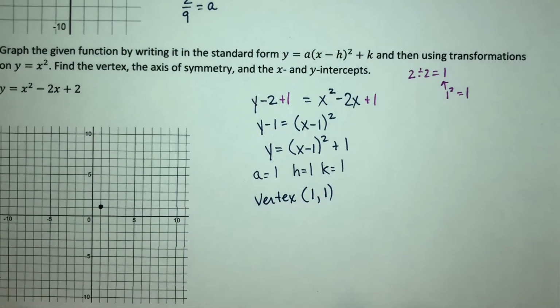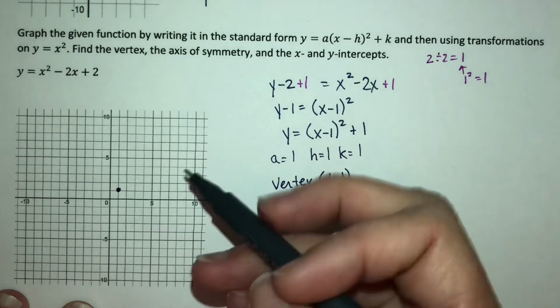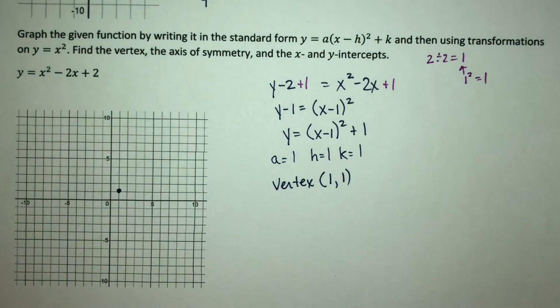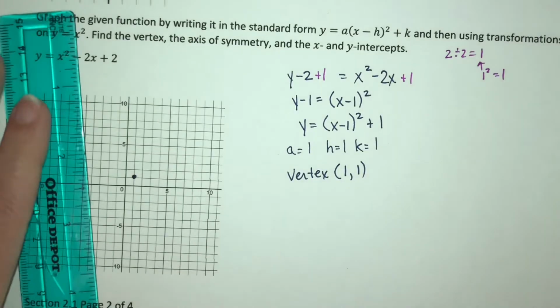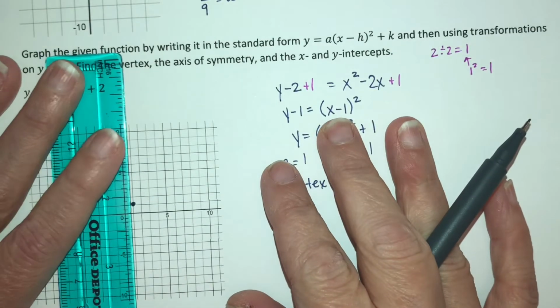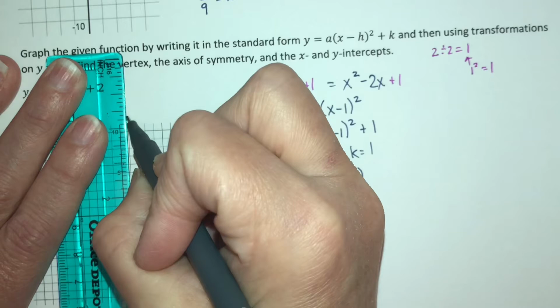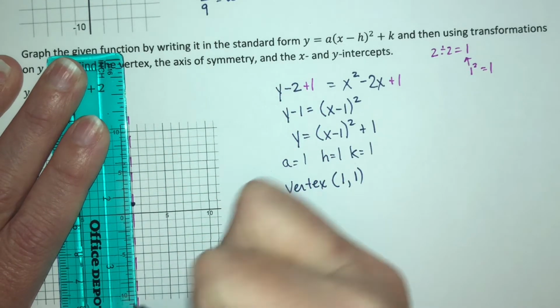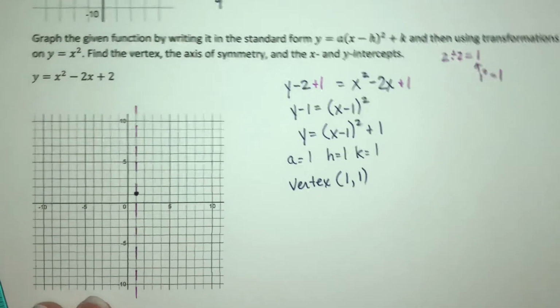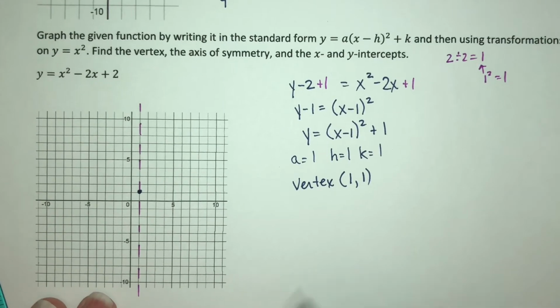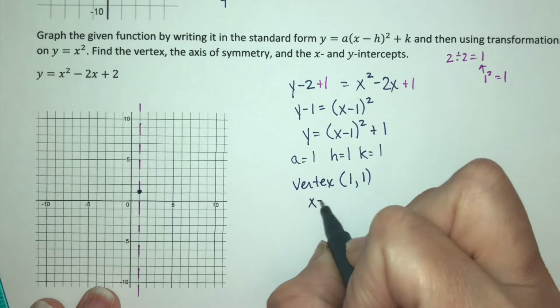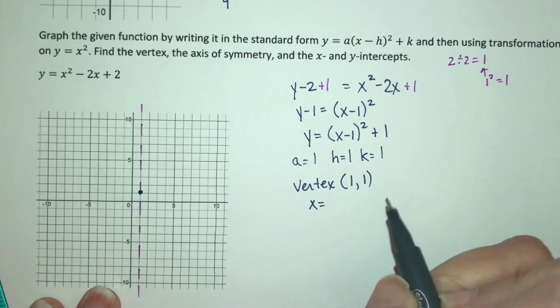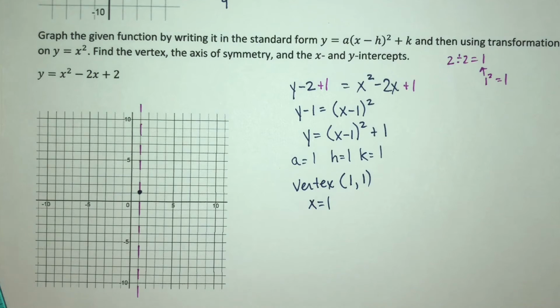The axis of symmetry is always the vertical line that goes through the vertex, and we generally draw it in with a dotted line. It's not technically part of the graph, but it is extremely useful when it comes to creating the graph. It's always x equal to whatever your x value is. So x = 1. Can't leave off the x equal to, or it's going to be wrong.